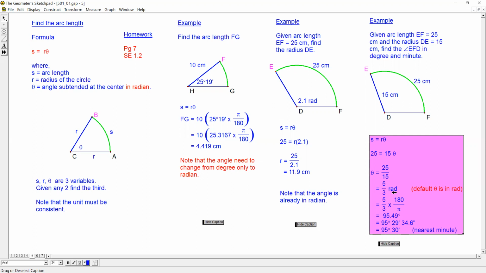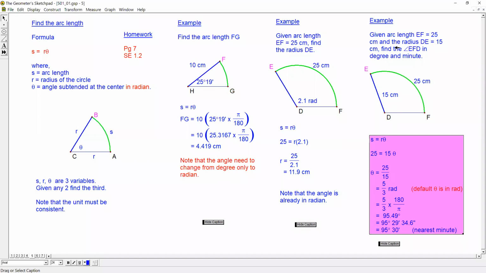Now why do I write down radian here? Because in this formula, the theta is in radian. So your answer is in radian, right? So don't think that this is 5 over 3 degrees. No, it's not 5 over 3 degrees. It is 5 over 3 radian.